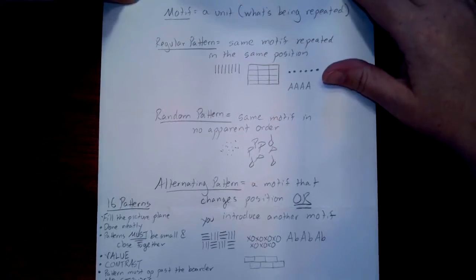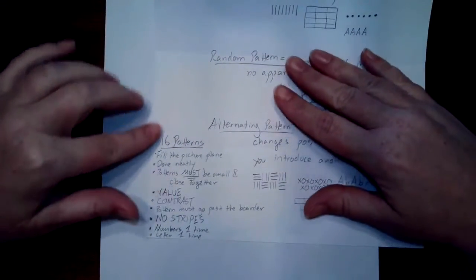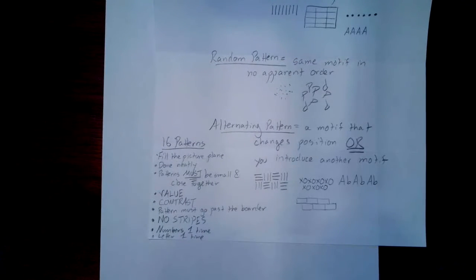Now, to get ready for this project that we're going to do, we're going to do a mini project first. And that one is called 16 patterns. We will need to have a clean sheet of white paper. We're going to fill the picture plane. I'm going to show you an example. It's going to be done neatly. Patterns have to be small and close together. I'll show you in the examples what I'm talking about.